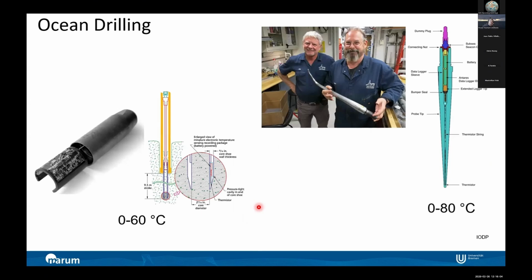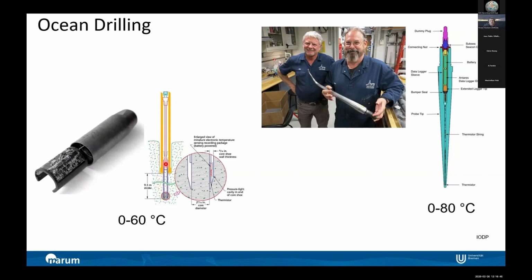Then switching from the probe measurements to the ocean drilling measurements, might be a little bit similar for those of you who are working in boreholes. So for ocean drilling, two different types of temperature sensors are used currently, or they have been using them, because the JOIDES Resolution program is now over. There is the APCT3 temperature sensor.